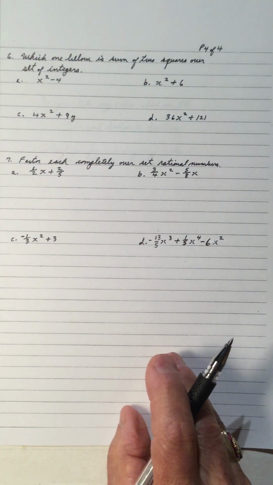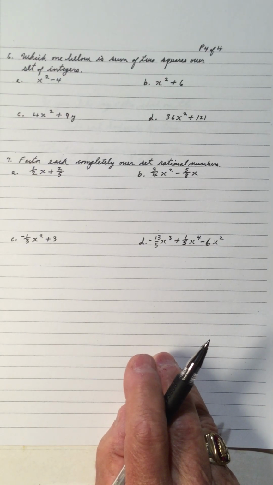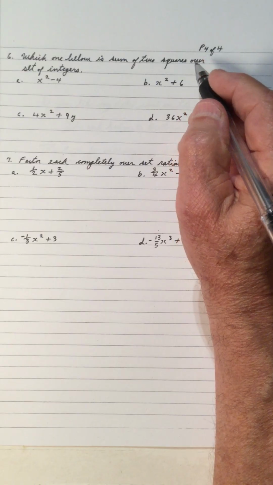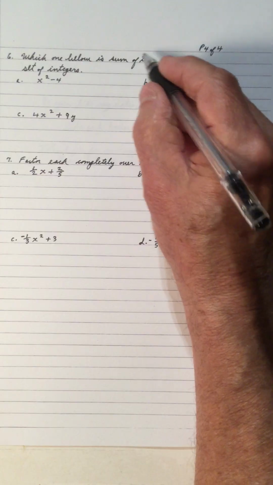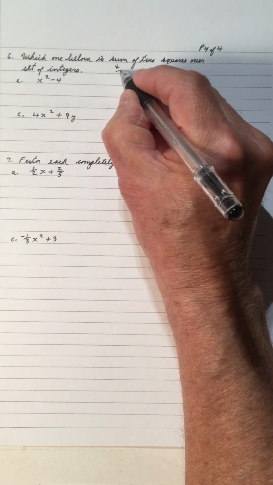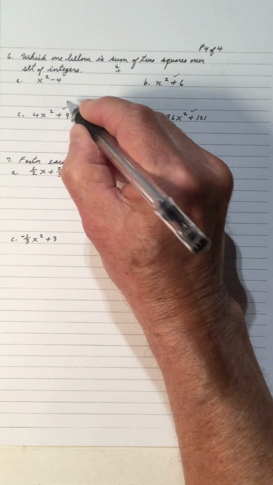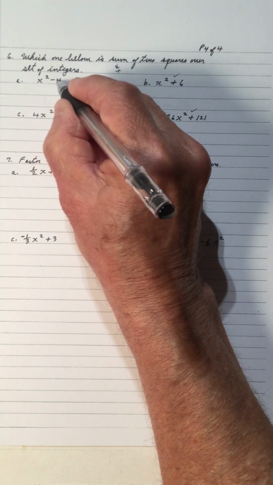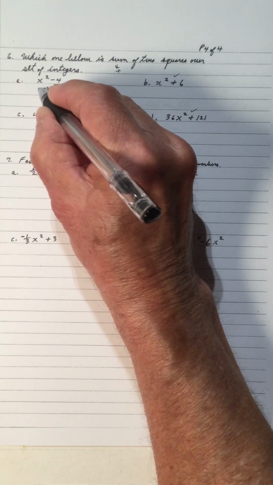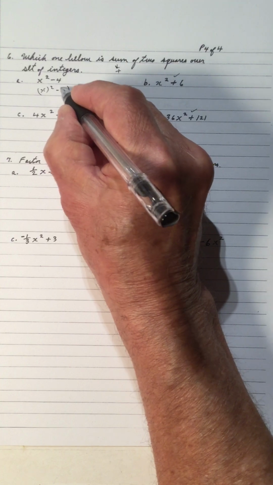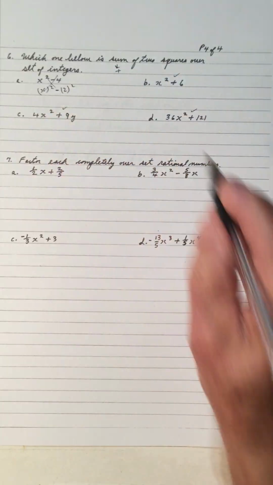Let's continue. Which one below is the sum of two squares over the integers? The sum of two squares. Sum means add. So we have it here and here and here. No, this is the difference of two squares. That's x squared and 2 squared. So that's x being squared and 2 being squared. So that's the difference of two squares. So it's not the sum.